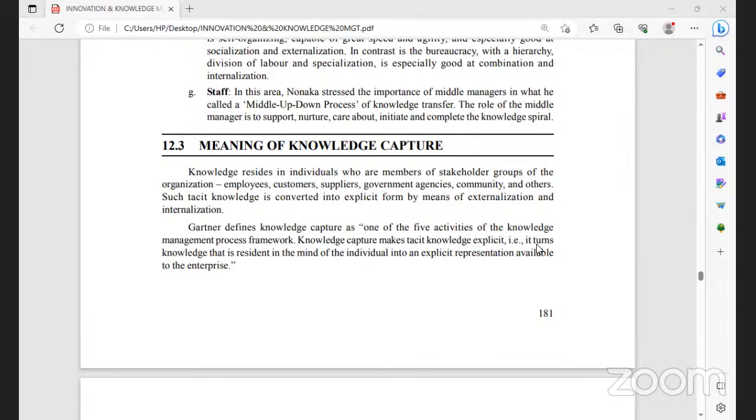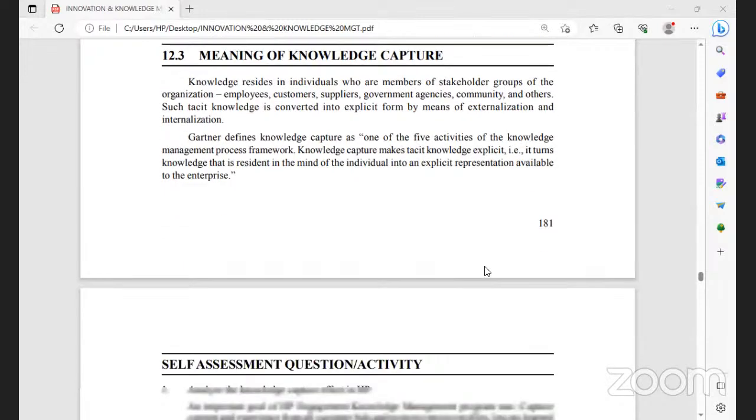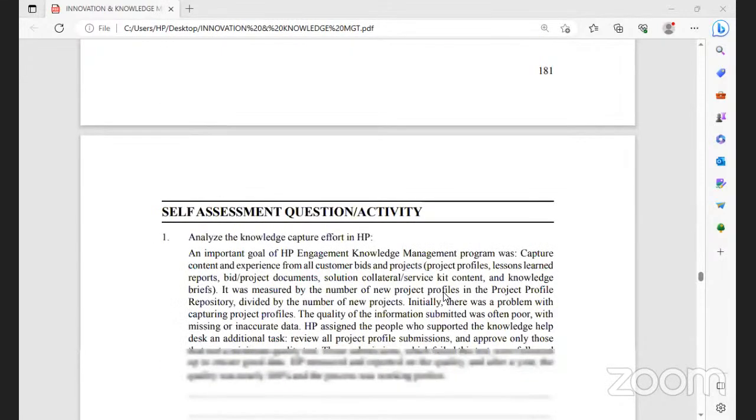Mechanism immediately. Such tacit knowledge is converted into explicit form by means of externalization and internalization. Gartner defines knowledge capture as one of the 5 activities of the knowledge management process framework. Knowledge capture makes tacit knowledge explicit. It turns knowledge that is resident in the mind of the individual into the explicit representation available to the enterprise. It is known as knowledge capture.